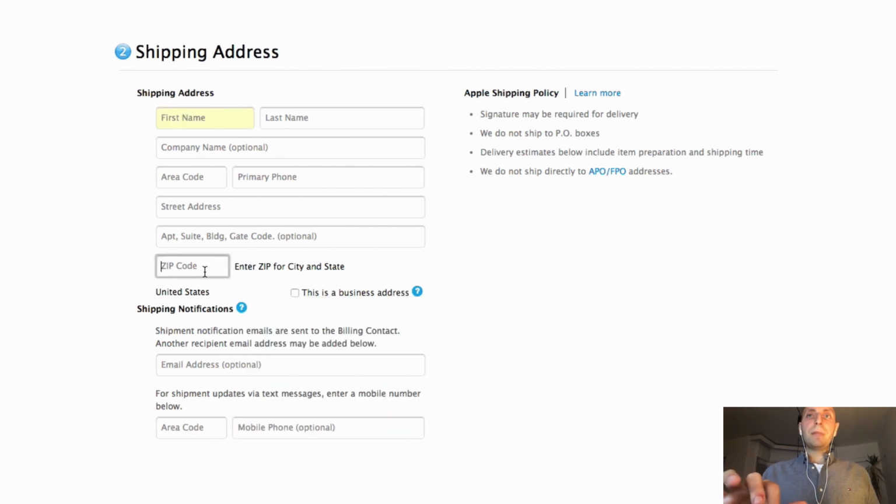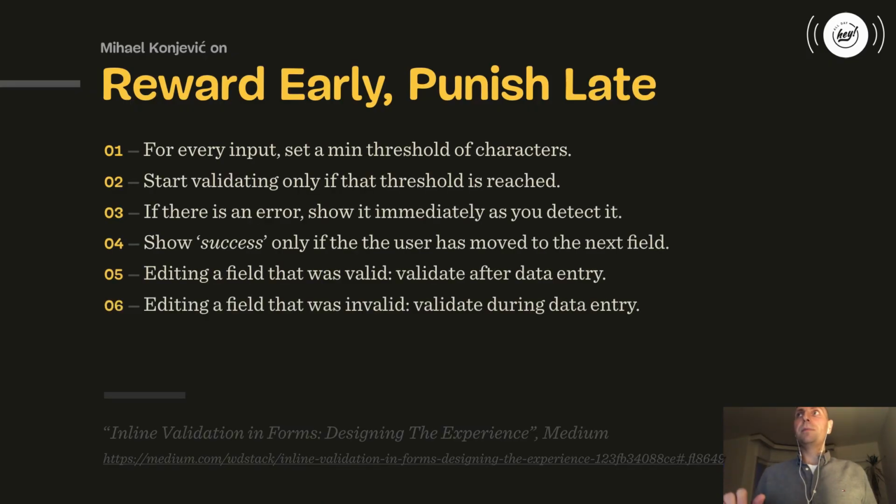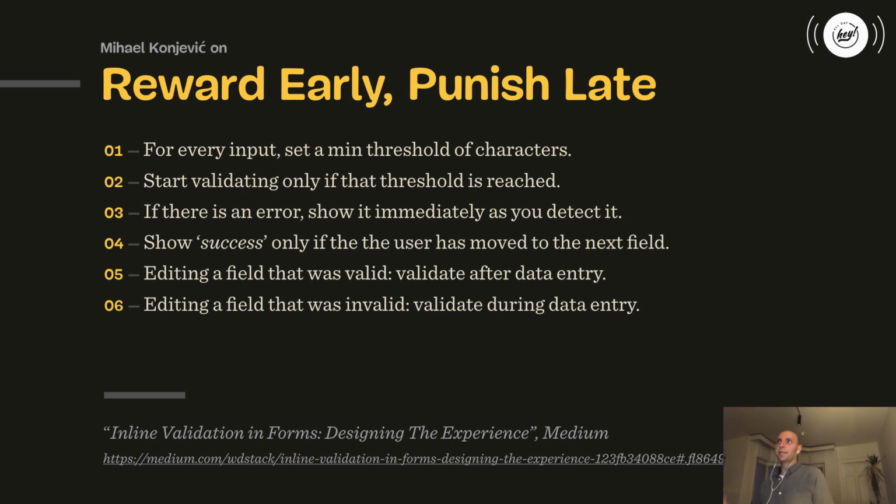Well, in fact, you can use a very simple technique. You can say for every input, let's set a minimum threshold of characters, and we're going to bring up an error message only if that threshold is passed. So we start validating only when the threshold is reached. If there is an error, we show it immediately as we detect it. If you have some really weird string of characters that cannot be in an email, you inform your customers right away. Then you show success only if the user has moved to the next input field.